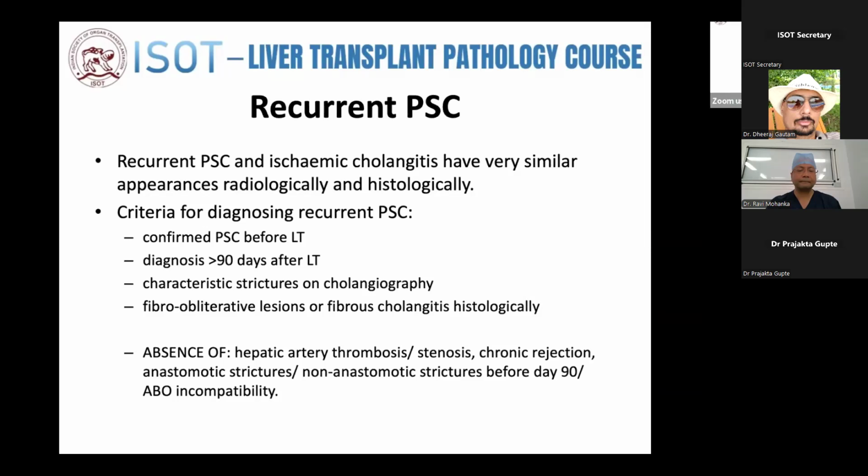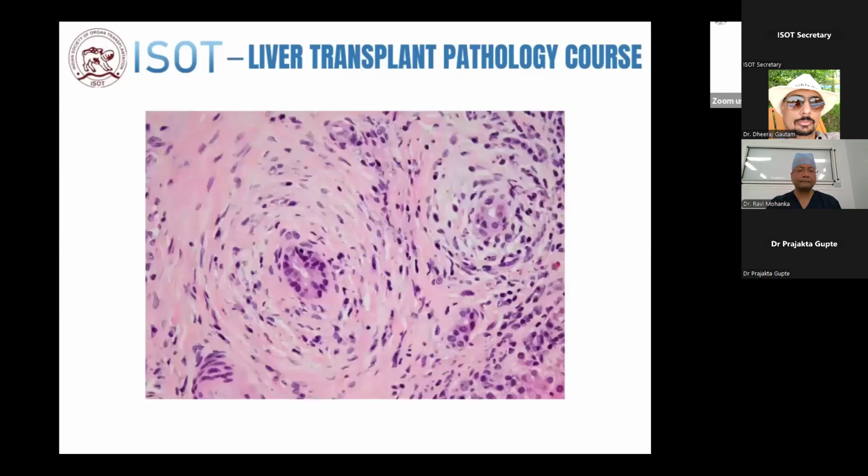And there has to be absence of hepatic artery thrombosis, stenosis, chronic rejection, anastomotic strictures, non-anastomotic strictures before day 90 or ABO incompatibility. So if any of these is present, then again we are going to give preference to diagnosis of non-anastomotic bile duct lesion, that is ischemic cholangitis, over a diagnosis of PSC. So these stringent criteria have to be followed so that we do not overestimate recurrent PSC, as these lesions are going to be very similar to ischemic cholangitis. Now these are the lesions. We can see this onion skin fibrosis around the bile ducts. Thus there is bile duct inflammation.